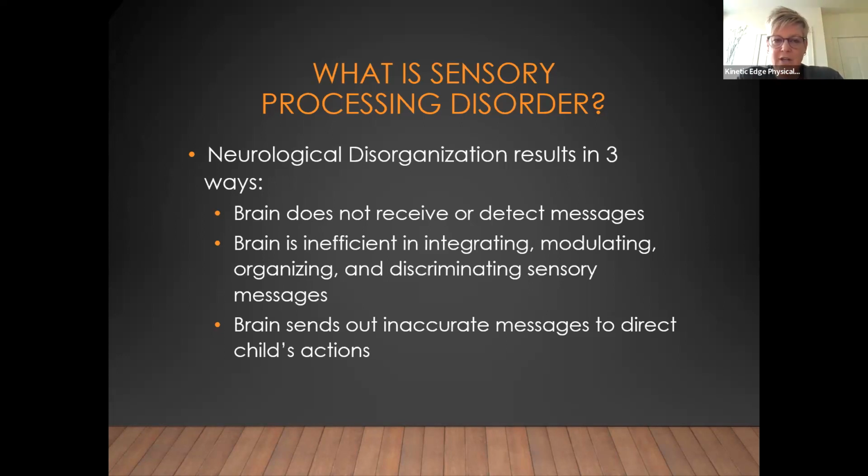And then the third thing that can happen is that the brain sends out inaccurate messages to direct the child's actions. So, perhaps the child sees the curb, their brain processes how high their foot needs to step to get up onto the curb, but the brain then sends out an inaccurate message to guide the foot, and now they trip and fall. So those are the three things that need to occur for smooth sensory processing.